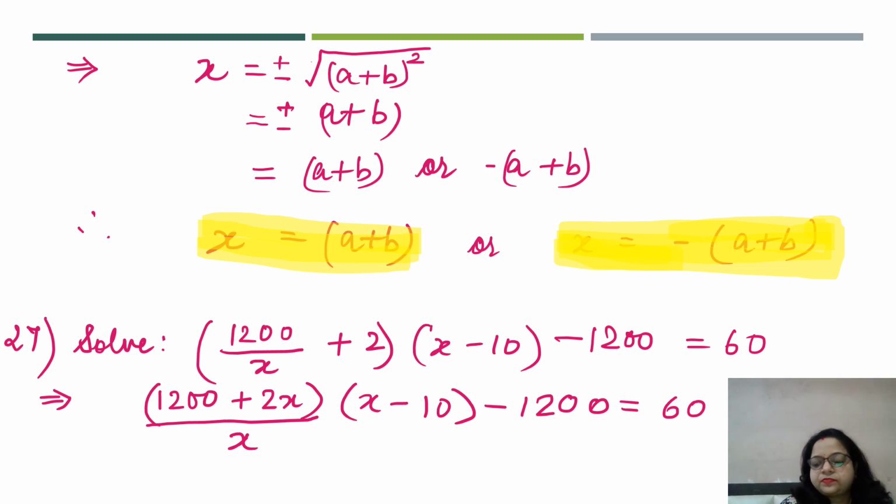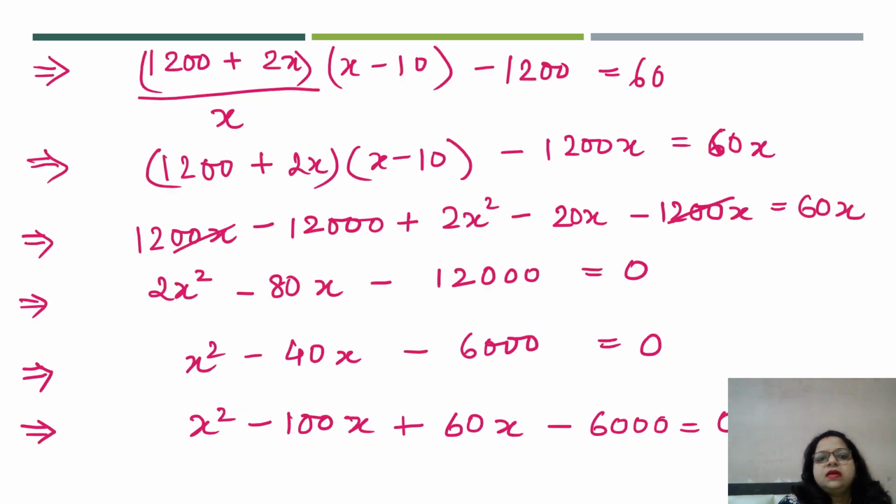Then 1200 plus 2x upon x into x minus 10, minus 1200 is equal to 60. That was what you got on the previous slide. Now 1200 plus 2x into x minus 10, minus 1200 into x, will get multiplied, is equal to 60x. Now we do the multiplication.